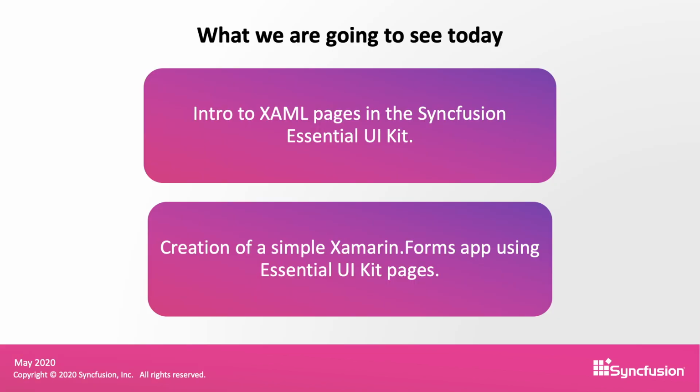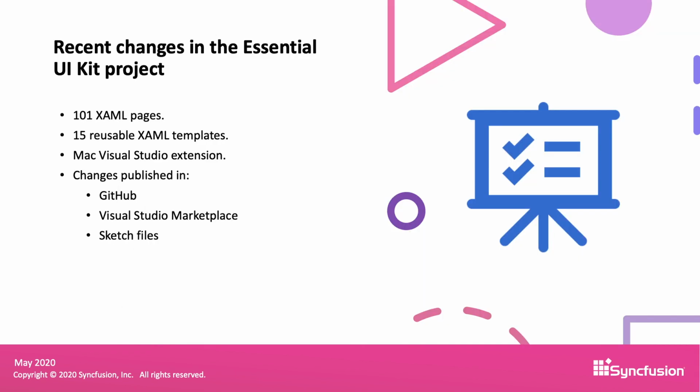For this webinar, we'll start with an introduction to different kinds of XAML pages in the UI kit. And then we'll take you through creating a simple Xamarin Forms application using some of the pages from the kit. First, recent updates to the Essential UI Kit means that we now have a grand total of 101 XAML pages. We have also released 15 reusable XAML templates. We will take a look at those today when we move on to the next slides.